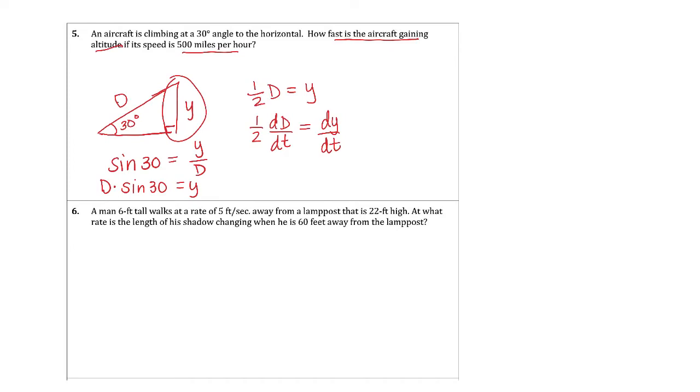And we know that it's changing here, the speed, that rate of change there is 500 miles per hour. So we're going to have 1/2 times 500, and that's going to be the rate of change of the altitude. So it looks like it's changing altitude by 250 miles per hour.